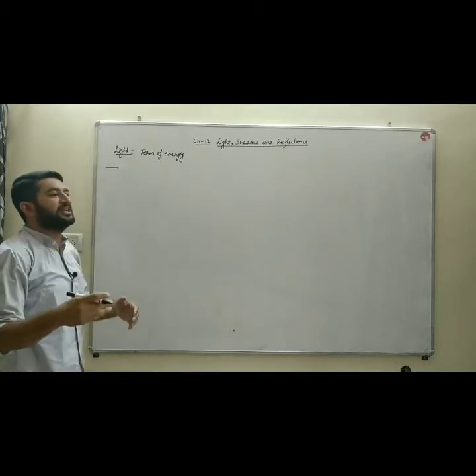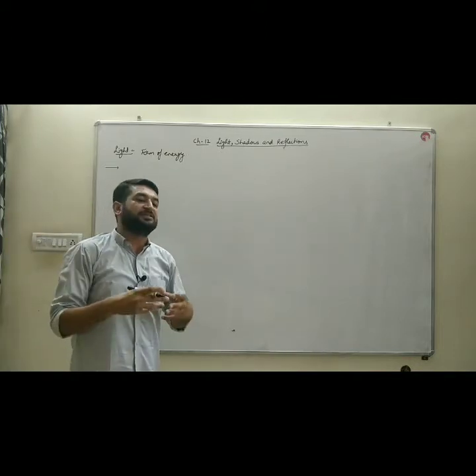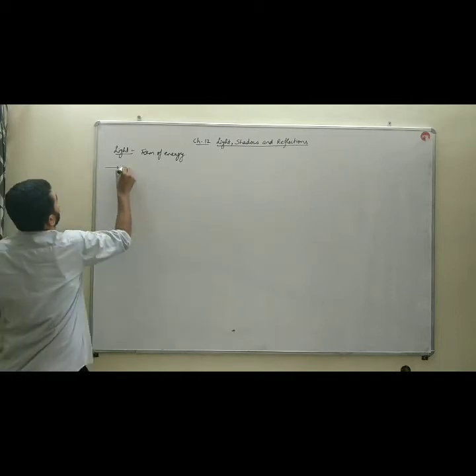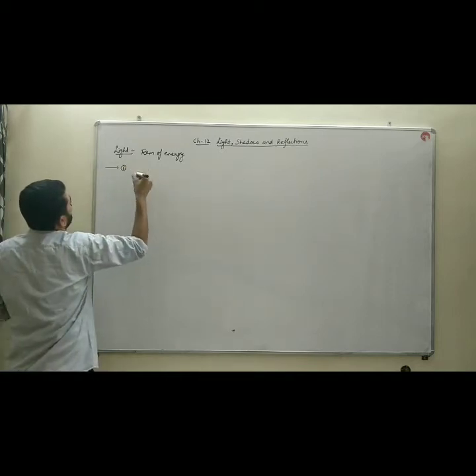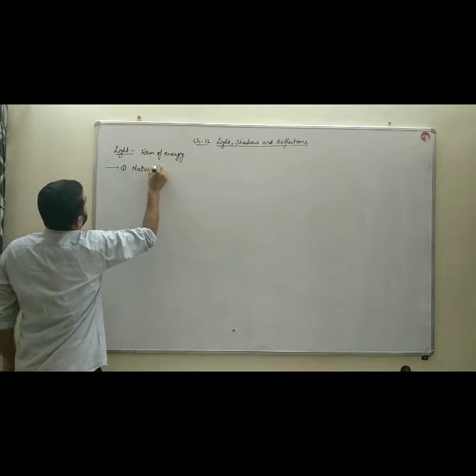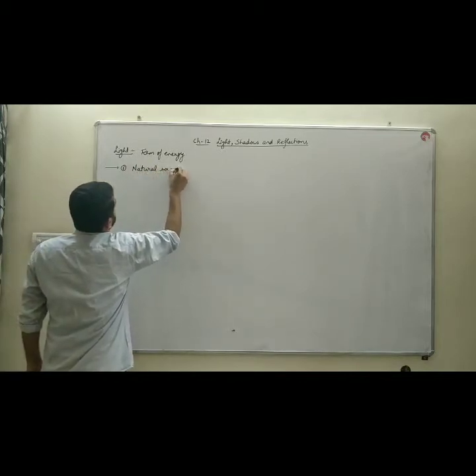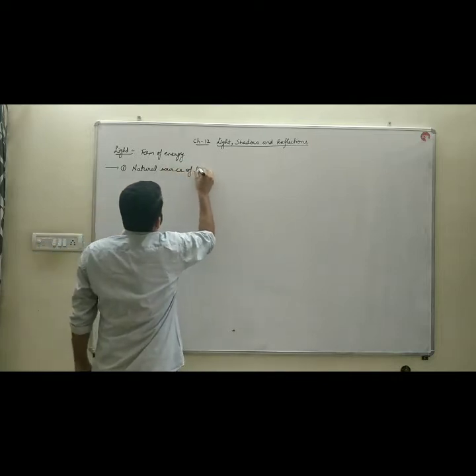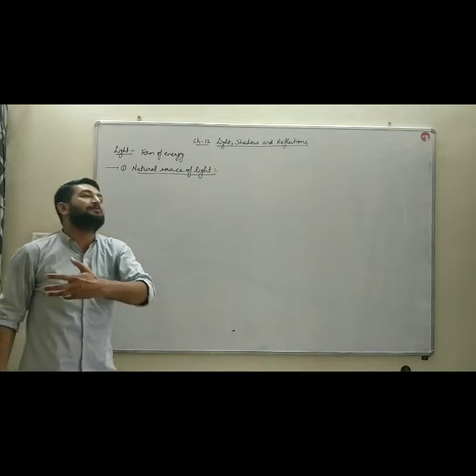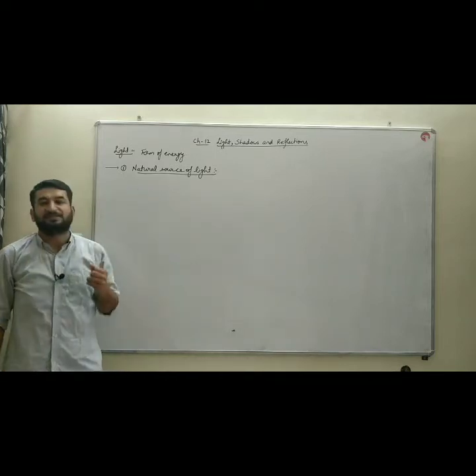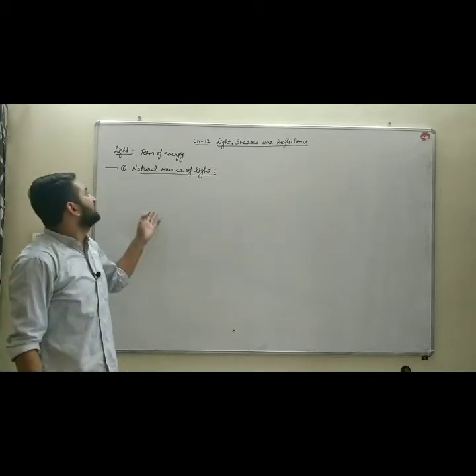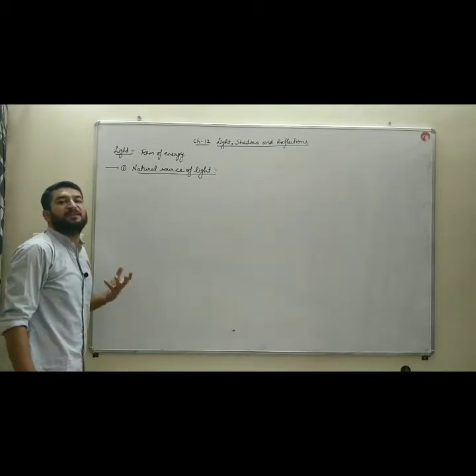Then we differentiate the objects on the basis of various forms. First one is on the basis of their origin, and those sources of light are of two types. First one is natural source of light. It is the source of light which is made by nature itself. The source of light which exists in nature is known as natural source of light.